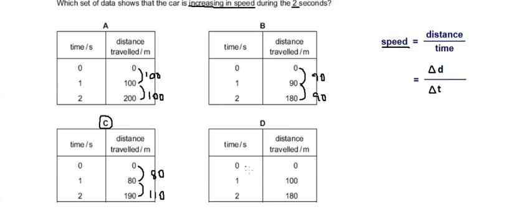For option number D, the change in time is constant, but here the change in distance is 100, and then the change in distance from 100 to 180 is 180 minus 100, that will be 80. So here the speed is basically decreasing. So only in option number C can we say the speed is increasing. Option number A and B, speed is constant. For C it is increasing. For D it is decreasing. So option number C is the correct answer. Now we will see the structure problems.